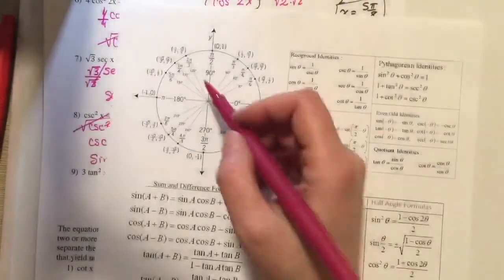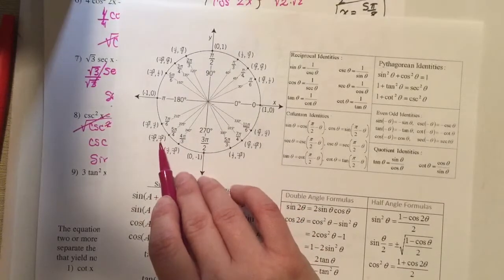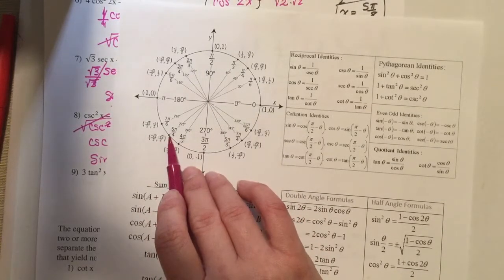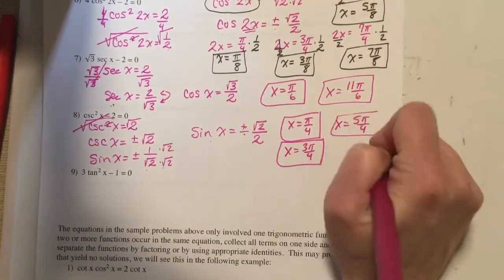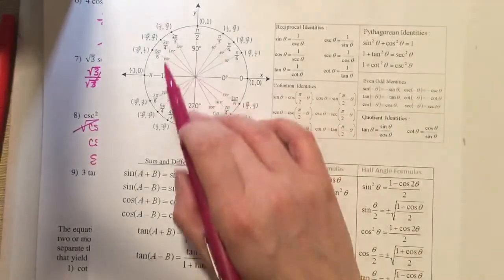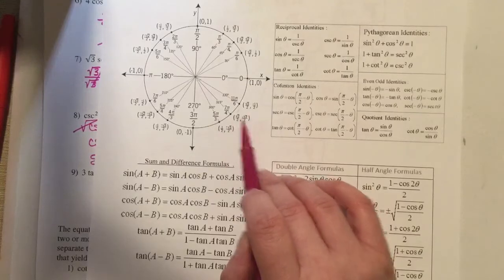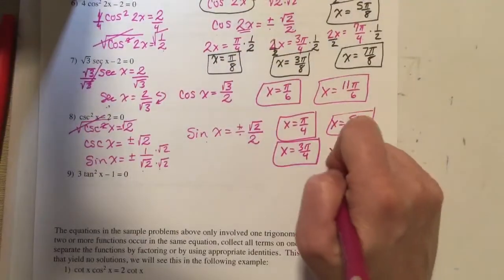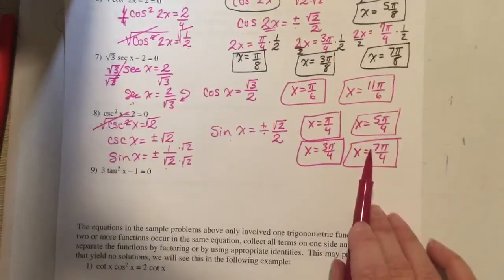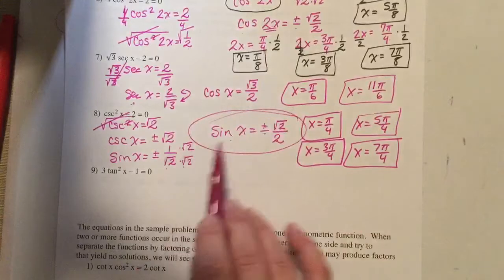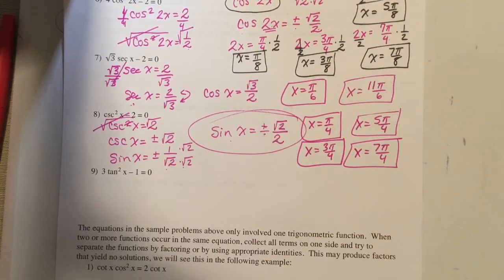Moving right along, let's go to quadrant 3. Look for the y values. Here it is. Negative square root of 2 over 2. I have 5 pi over 4. Let's go to quadrant 4. Where can I find a y value, because we're looking at the sine, with a square root of 2 over 2? Right here, 7 pi over 4. So here are 4 solutions within a unit circle where the sine, the y value, was either a positive or a negative square root of 2 over 2.